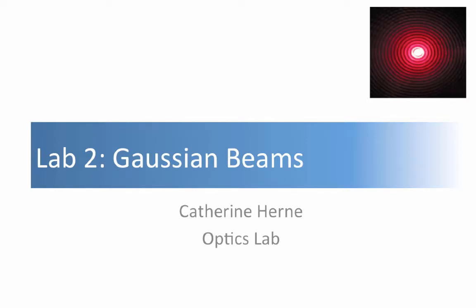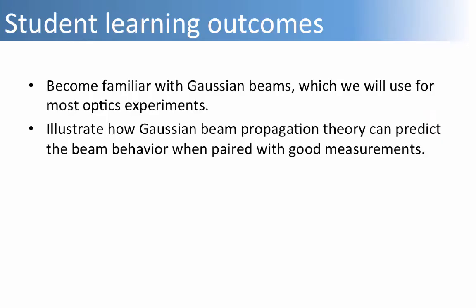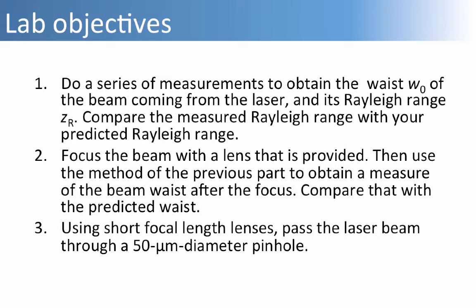This video is an introduction to Gaussian beams so that you can complete the lab on Gaussian beams and Gaussian beam properties. The outcomes of this lab are to become familiar with Gaussian beams, which we will be using for our optics experiment. So it's a good idea for us to know what they are and how they behave. And then the content of the lab will help us illustrate how Gaussian beam propagation theory can be used to predict beam behavior. There are three lab objectives.